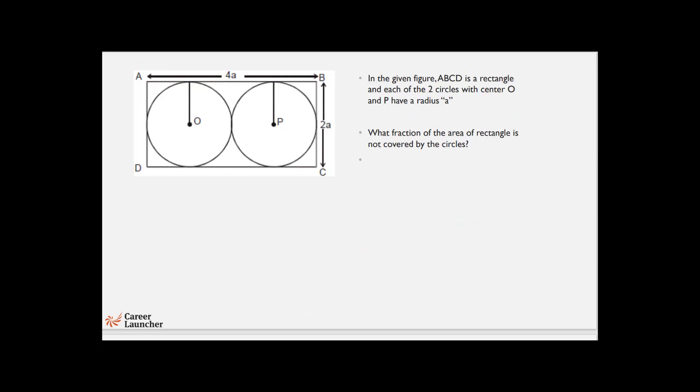What fraction of the area of the rectangle is not covered by the circles? So here, to answer this question, we need to first find the area of the rectangle which is not covered by the circles. That can be found by the area of the rectangle minus the area occupied by the two circles.